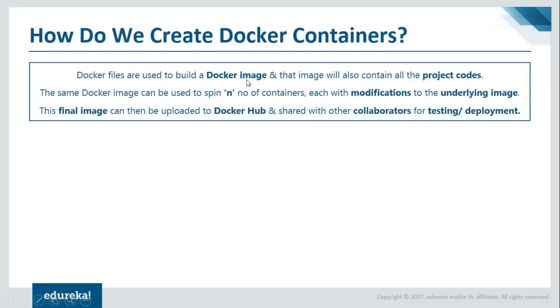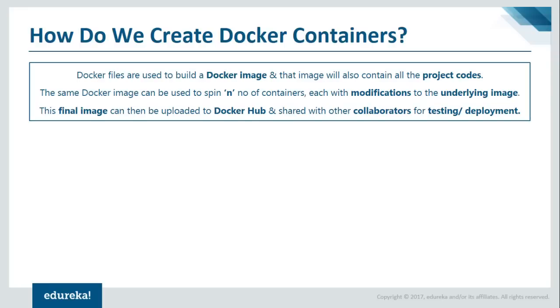the Docker image. And this Docker image will also contain all the project code and all its dependencies and all these things. That's what the Docker image will have, and it's a simple process to just run the Docker image, and you'll have a running container. It's just a running version of the image. And the same Docker image can be used to spin n number of containers, and each of these containers will just have slight modifications to the underlying base image.